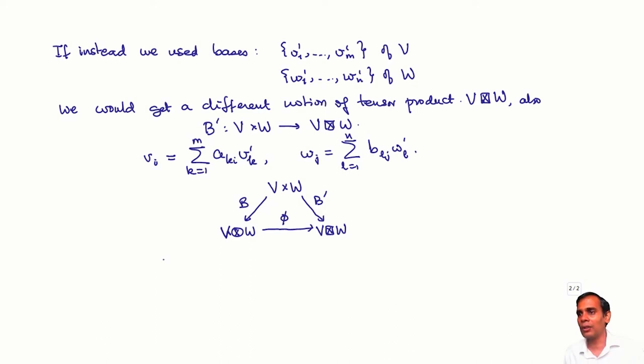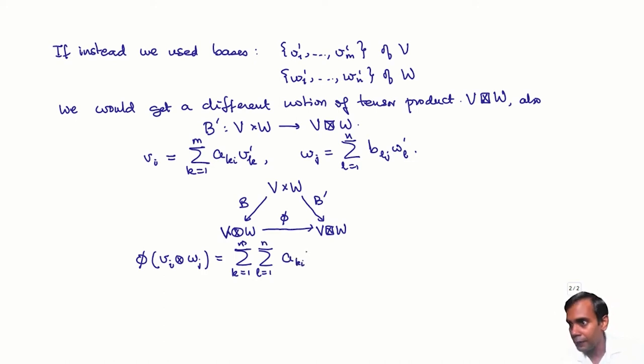And what is this phi? It's not difficult to write down. Phi, I'll define it only on basis vectors Vi tensor Wj, and it's suggested by these expansions. It's just going to be the summation k equals 1 to m, l equals 1 to n, of a_ki b_lj V_k prime tensor W_l prime. This is sort of forced by requiring that B prime is phi circle B.